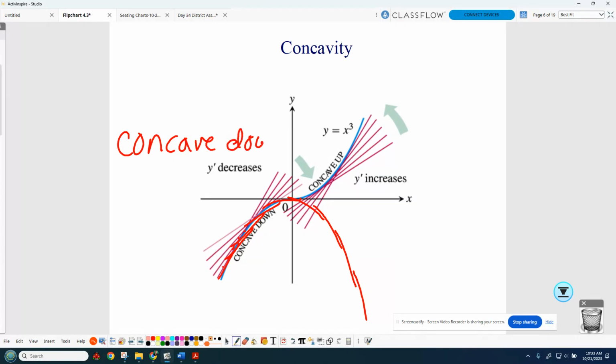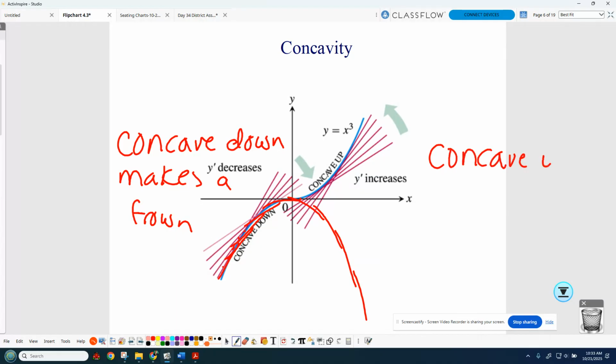And we gave you a rhyme in pre-cal last year, concave down makes a frown. Pre-cal was like, rainbow. I was looking for a rhyme. And then concave up, makes us smile. Oh, well, makes a cup, holds water. So the U in cup, the N in frown, however you need.